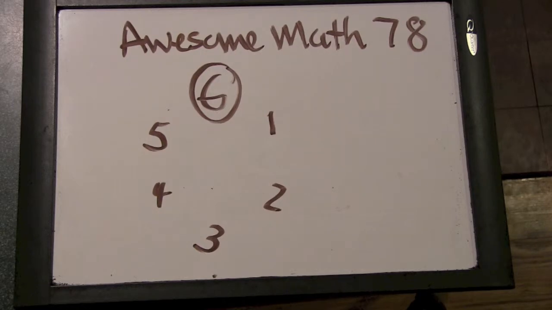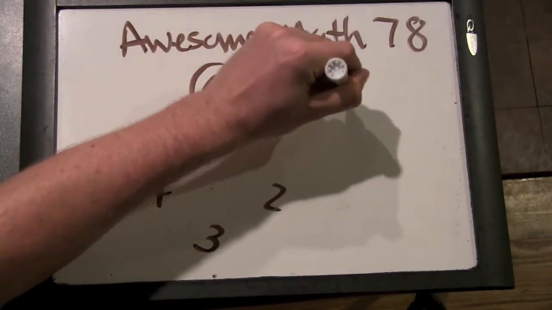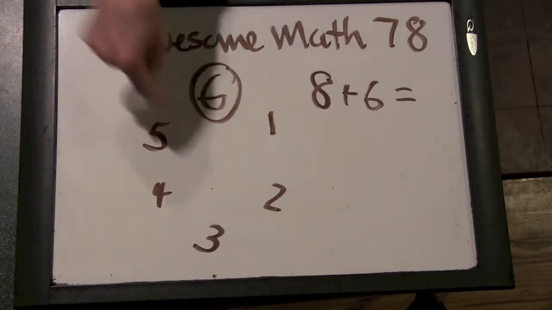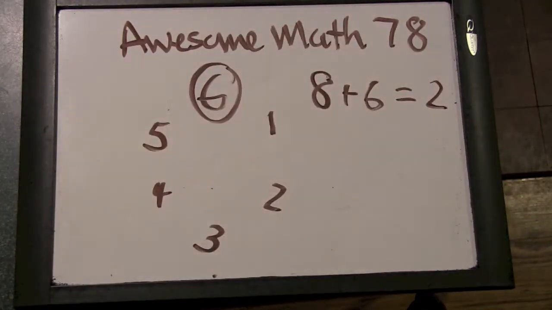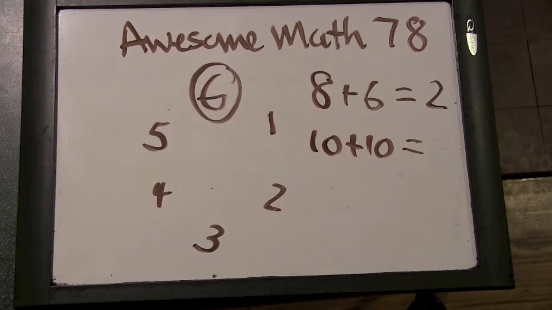Interesting. So in this arithmetic, 8 plus 6 equals what? 8 plus 6 would be 2. That's interesting. What is 10 plus 10? Well, 10 would be a 4, so it would be a 2 again. Well, this is a weird clock. Maybe everything's equal to 2.